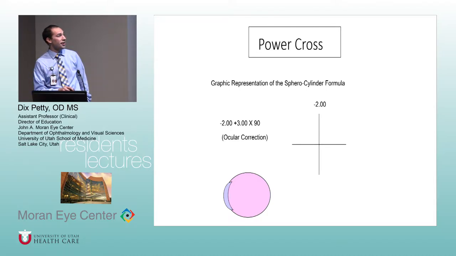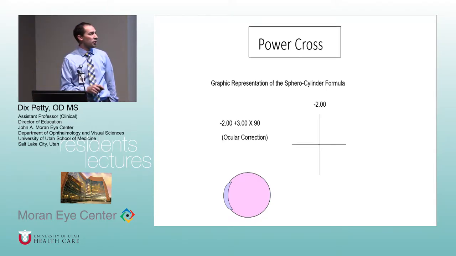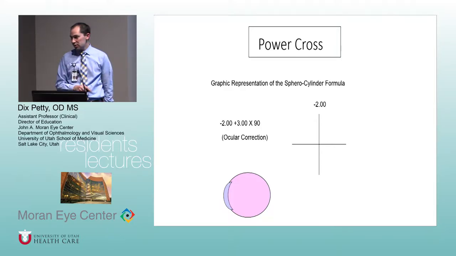It's early in the morning. Sorry. The -2 is at axis 90. So it is this number, but that's not the horizontal. That's right here. Okay. Thank you. So we put the -2 up here at axis 90. So now the question is, does the -3 go here, or what number goes here?